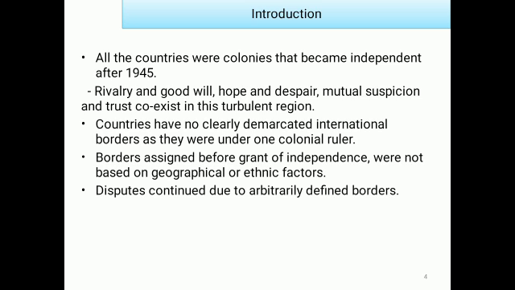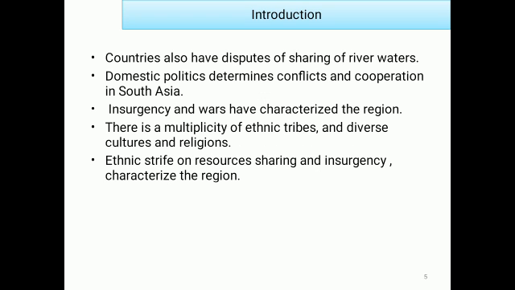Countries have no clearly demarcated international borders as they were under one colonial ruler. Borders assigned before the grant of independence were not based on geographical or ethnic factors. Disputes continued due to arbitrarily defined borders. Countries also have disputes over sharing of river waters. That's a much prevailing problem.